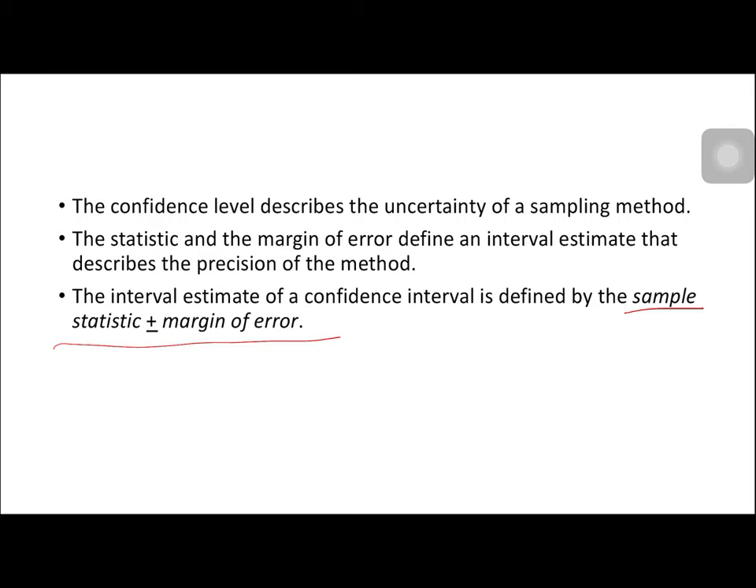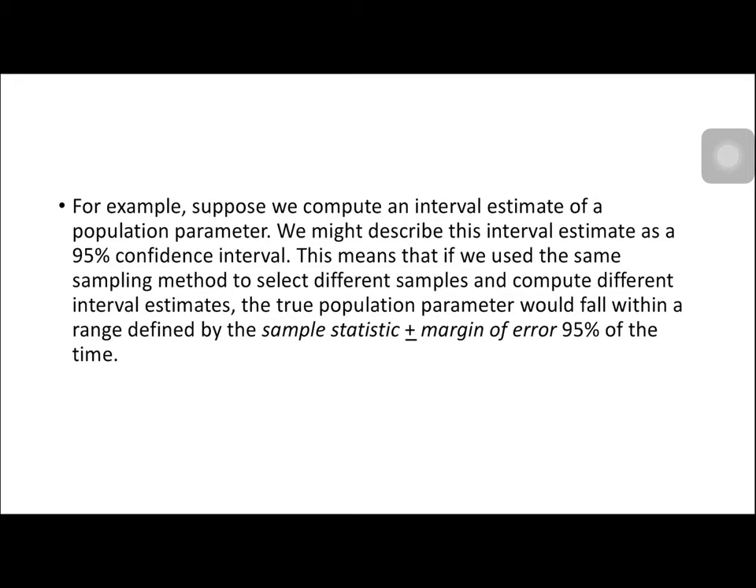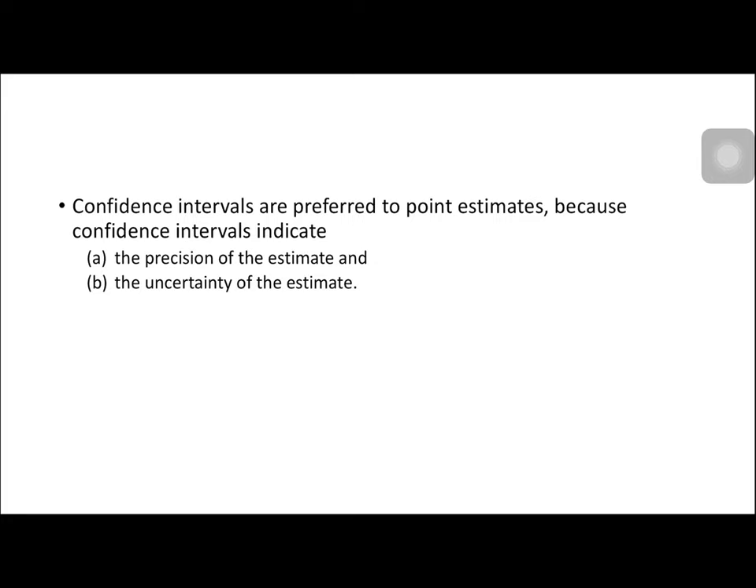For example, suppose we compute an interval estimate of a population parameter. We might describe this interval estimate as a 95% confidence interval. This means that if we used the same sampling method to select different samples and compute different interval estimates, the true population parameter would fall within a range defined by the sample statistic plus minus margin of error 95% of the time. The confidence intervals are preferred to point estimates because confidence intervals indicate the precision of the estimate and the uncertainty of the estimate.